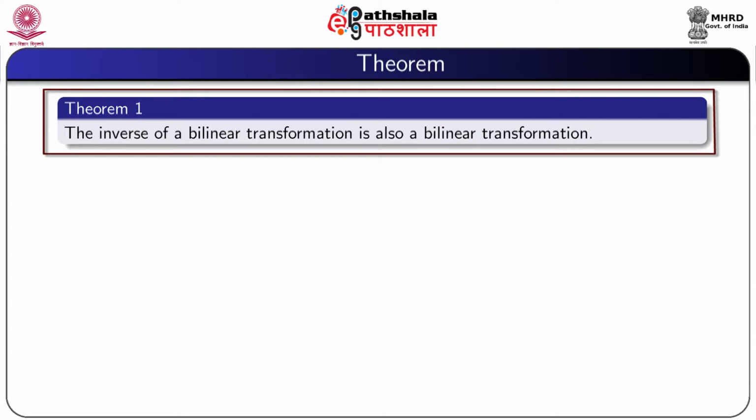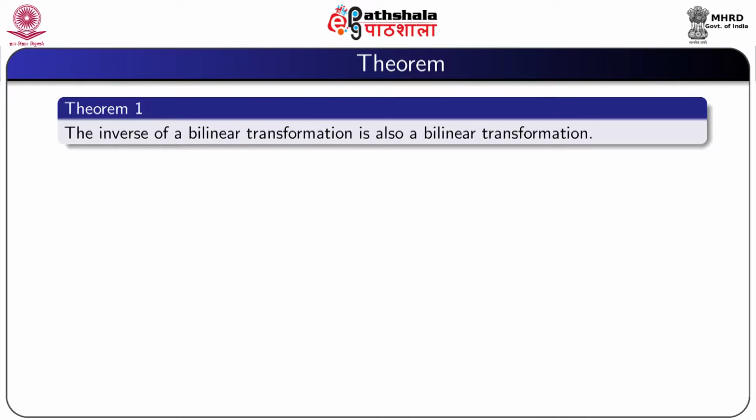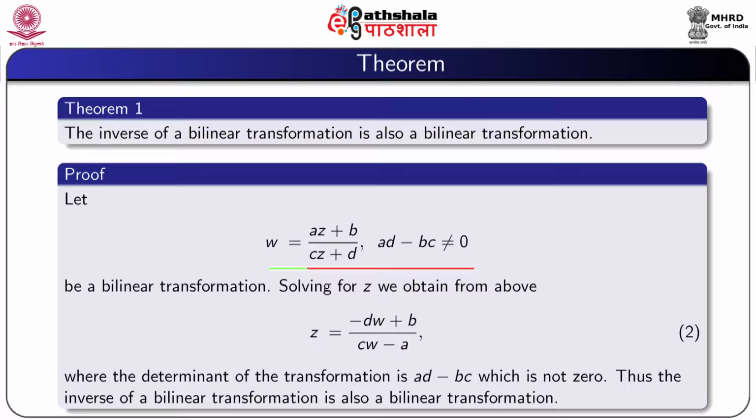Now, we prove a result. The inverse of a bilinear transformation is also a bilinear transformation. Let w = (az + b)/(cz + d), ad minus bc not equal to 0, be a bilinear transformation. So, solving for z, we obtain z = (minus dw + b)/(cw minus a), where the determinant of this transformation is also ad minus bc, which is not 0. From this we can say that the inverse of a bilinear transformation is also a bilinear transformation.